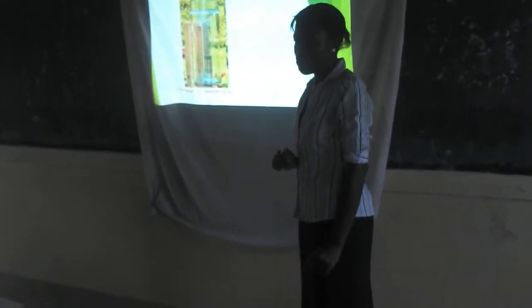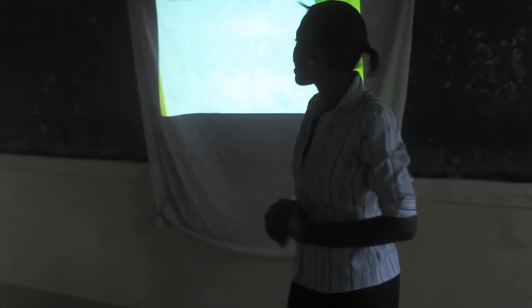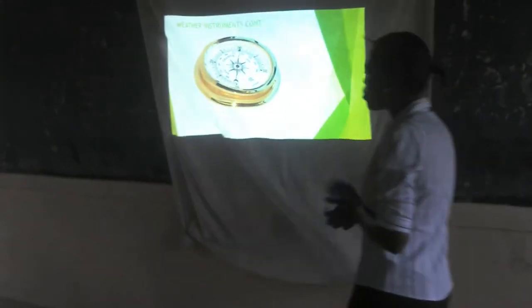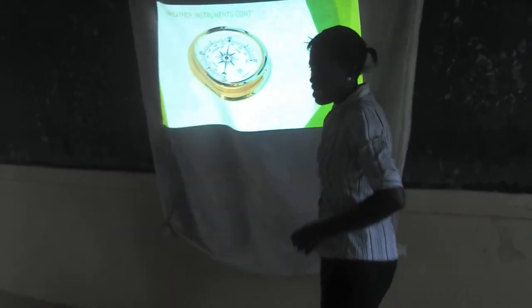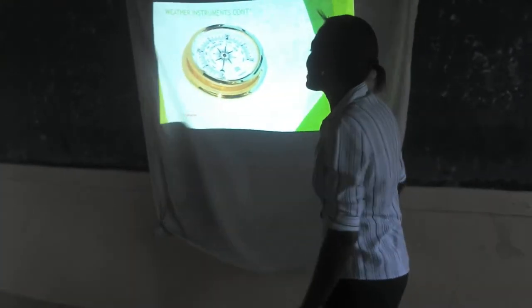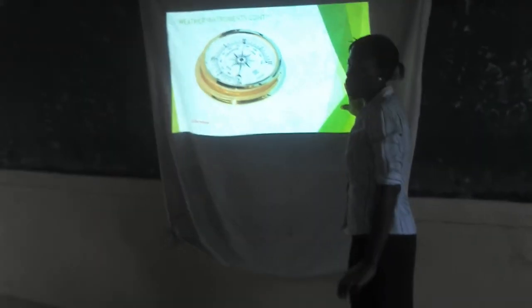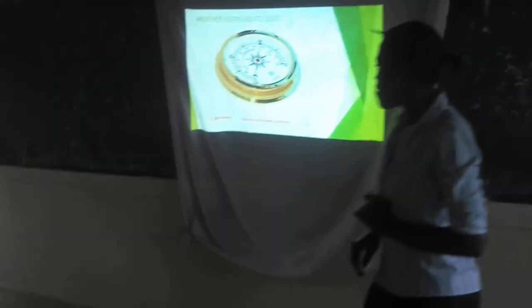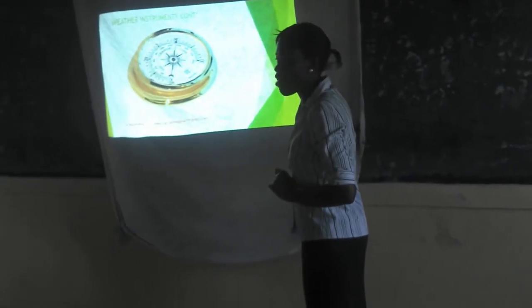That is good. We move to the next weather instrument, and our next weather instrument is the one drawn on our projector. So which weather instrument is this? This weather instrument is known as a barometer. Can you say barometer? Barometer. What is its use? You can confirm. A barometer measures atmospheric pressure. So you are given the correct answer.